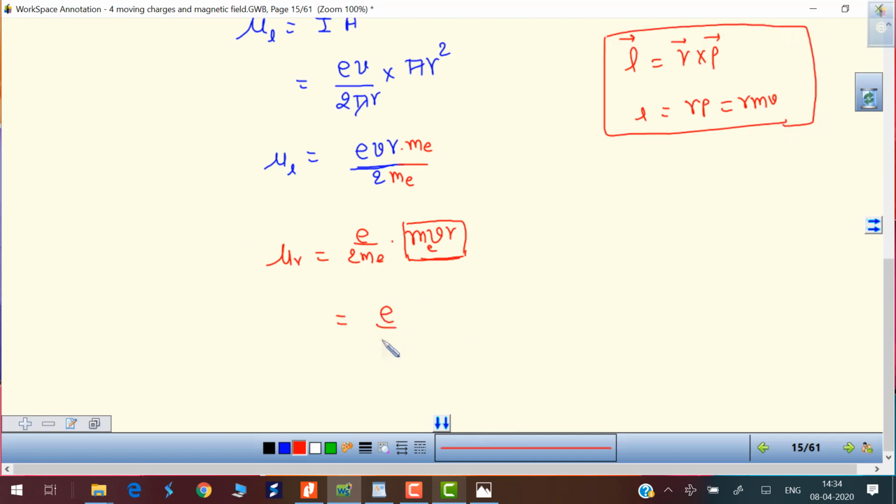So this is nothing but e upon 2 m_e multiplied with angular momentum L. This is the angular momentum of the electron's motion. Okay.